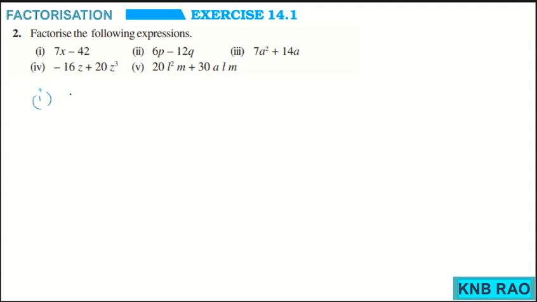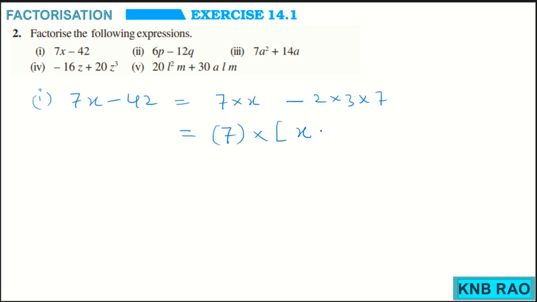If I want to factorize 7x minus 42, 7 into x I will write for the first term, and 42 I will write as 2 into 3 into 7, isn't it? 2 3s are 6, 6 7s are 42. Now what is common? 7 alone is common. So I took it out as the common factor. So 7 times, now the leftover here is x minus 2 into 3, 2 3s are 6. So 7 times x minus 6 is the factorization of the given algebraic expression 7x minus 42.